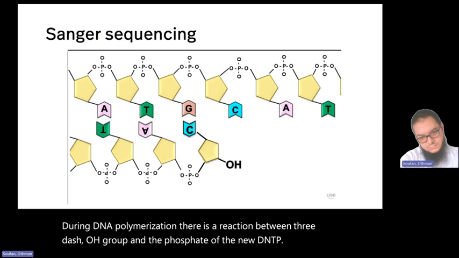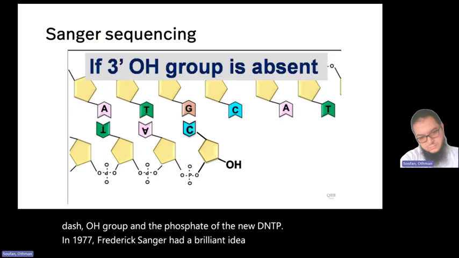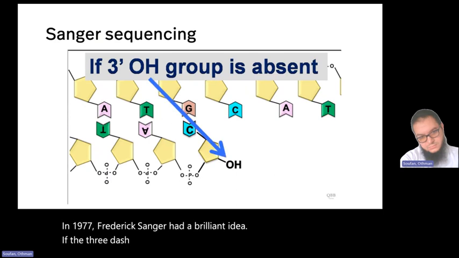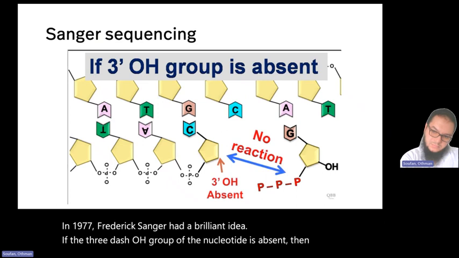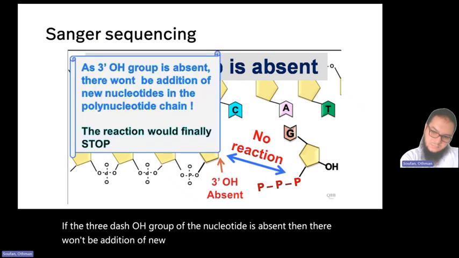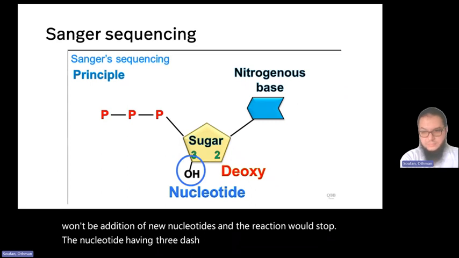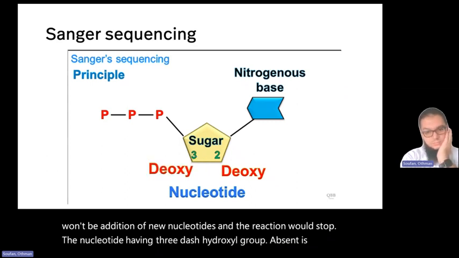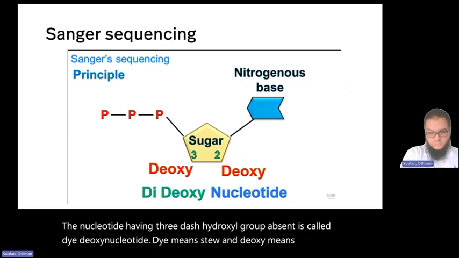In 1977, Frederick Sanger had a brilliant idea. If the 3' group of the nucleotide is absent, then there won't be addition of new nucleotides and the reaction would stop. The nucleotide having the 3' hydroxyl group absent is called dideoxynucleotide. Di means 2 and deoxy means absence of the hydroxyl group.